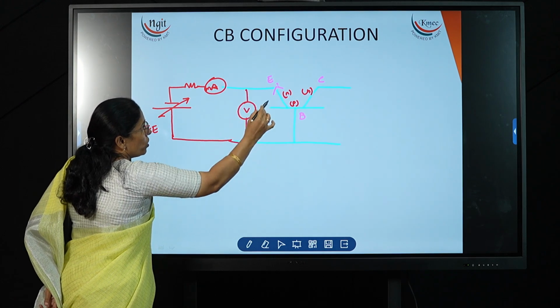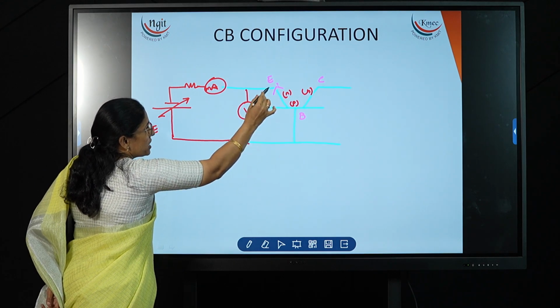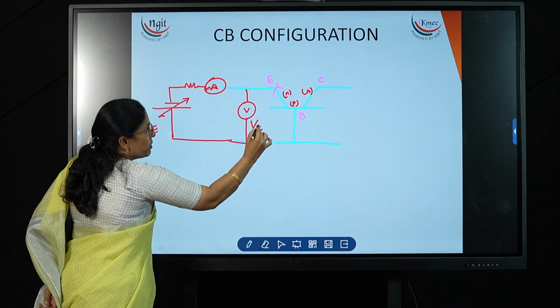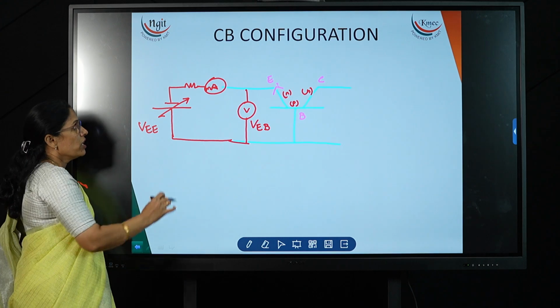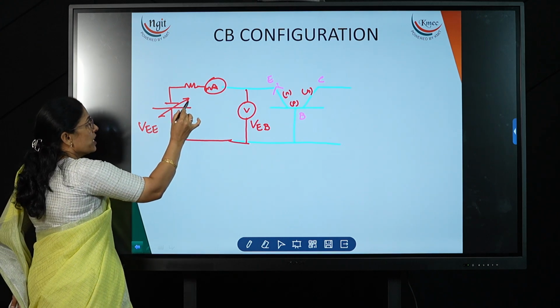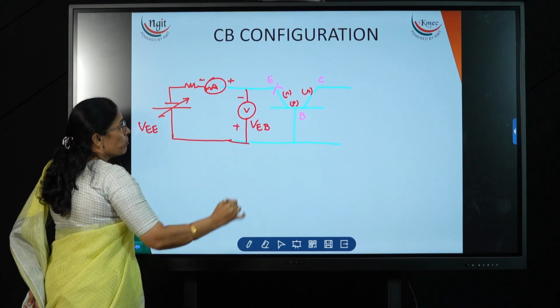We also need to measure the junction voltage. By using this meter, we are measuring the junction voltage. I am giving it the name VEB, because this meter is connected between the emitter and base. That's why the name is VEB. Now for the supply here, the negative is connected toward the emitter, so these are the polarities.